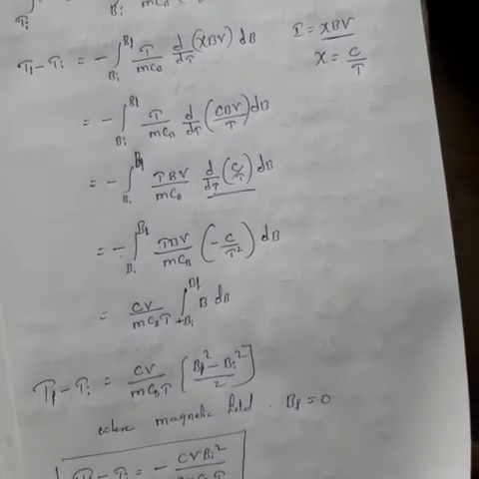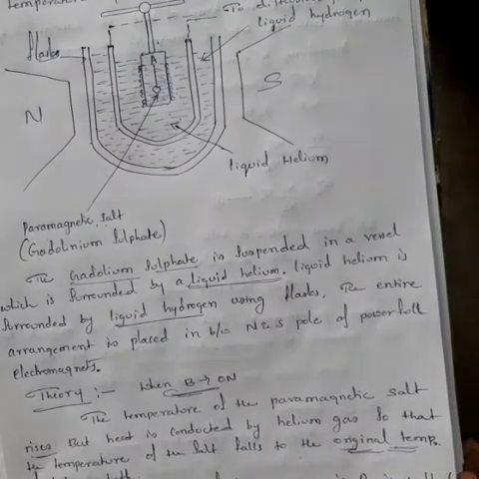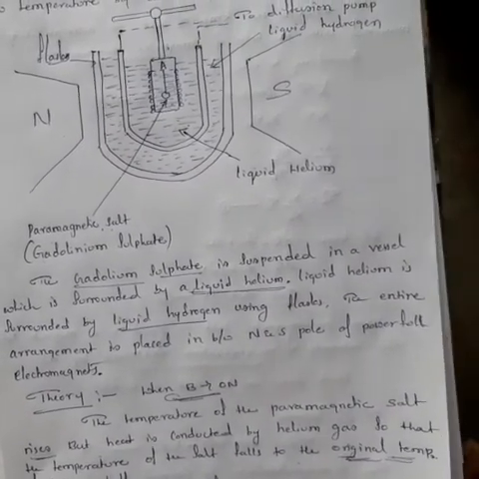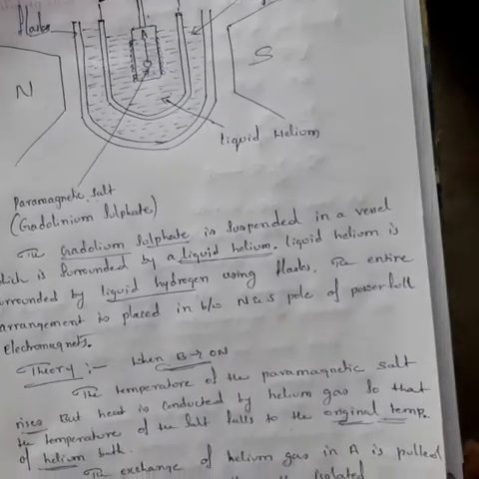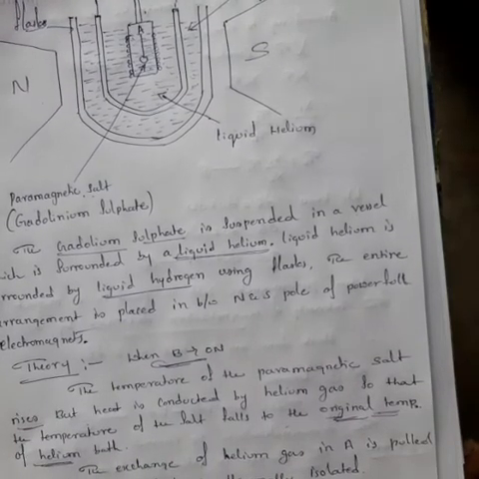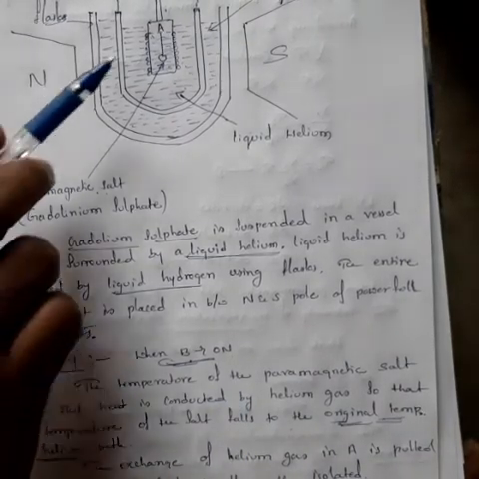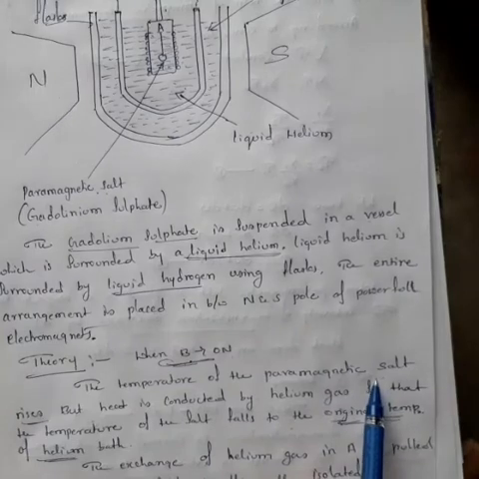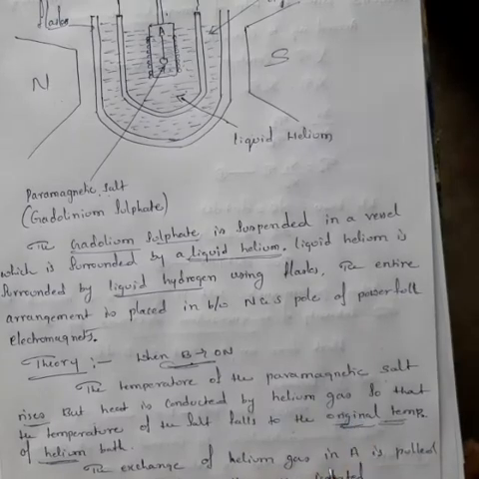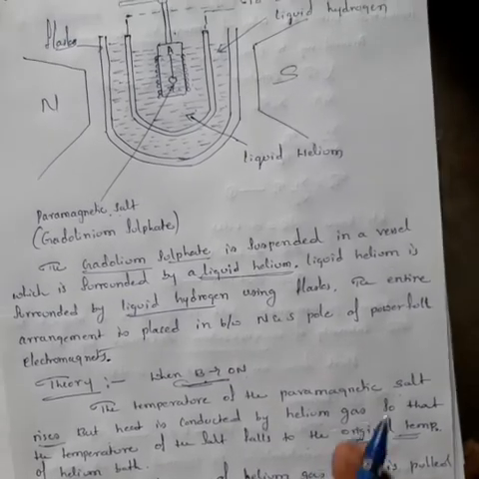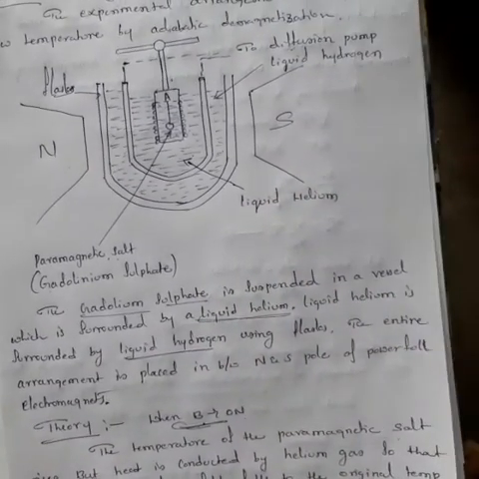Here we took a paramagnetic substance in this experimental arrangement, and it is surrounded by liquid helium, and again it is surrounded by liquid hydrogen, and this is placed between the north and south pole of a powerful electromagnet. What happens when a magnetic field is switched on? The temperature of this paramagnetic salt rises. So due to the adiabatic process, the heat is conducted by the helium gas, and that is exchanged with the diffusion pump.